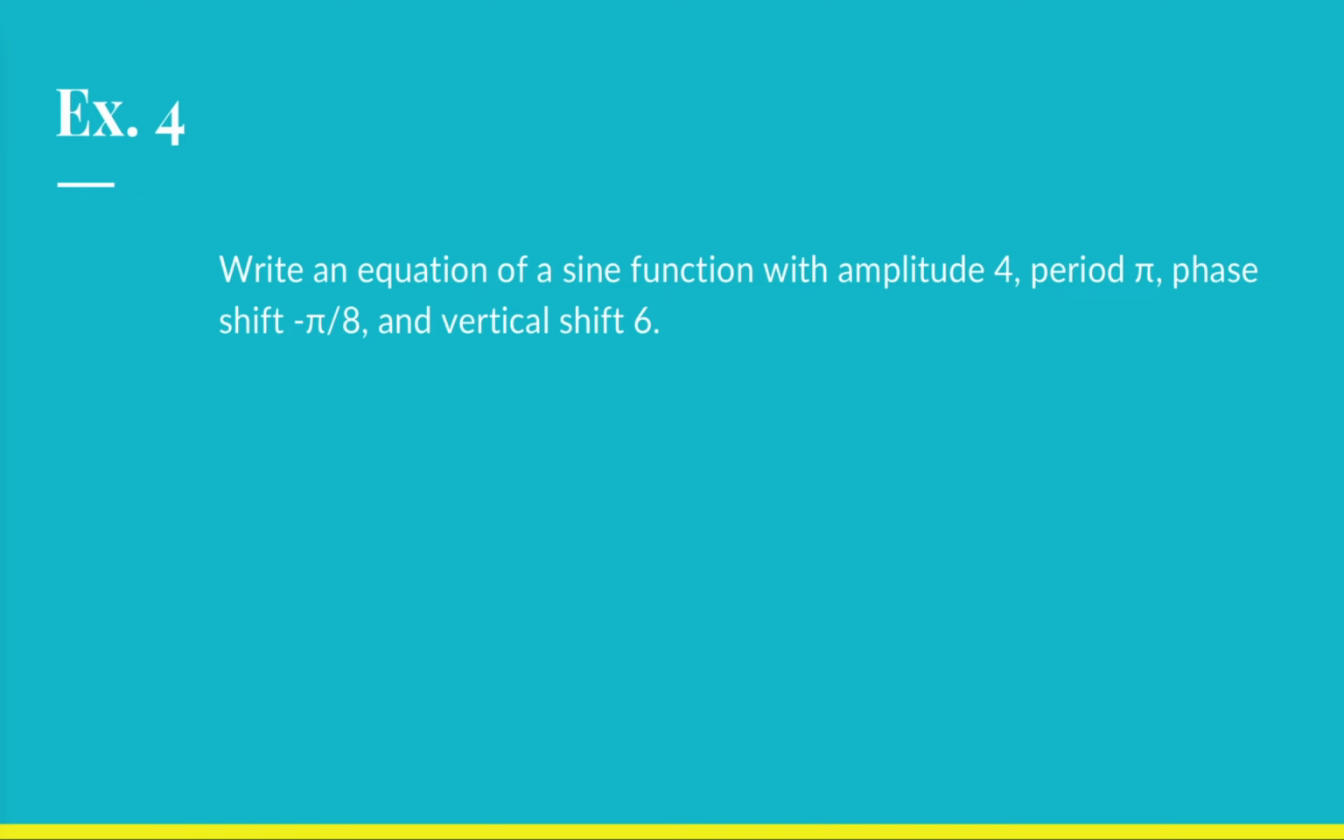Write an equation of a sine function with amplitude 4, period pi, phase shift -pi over 8, and vertical shift 6. So, amplitude 4, right? That's going to be 4 sine. For the period, k is 2 pi over the period, which is 2 pi over pi, which is 2. So put the 2 here.